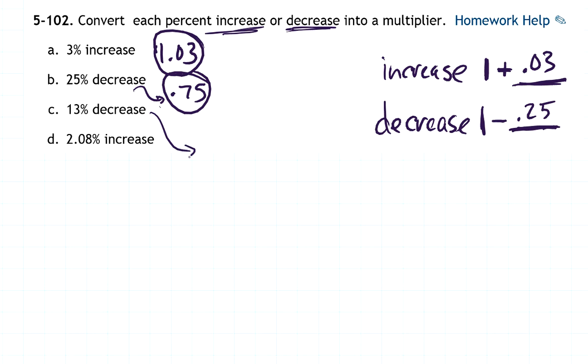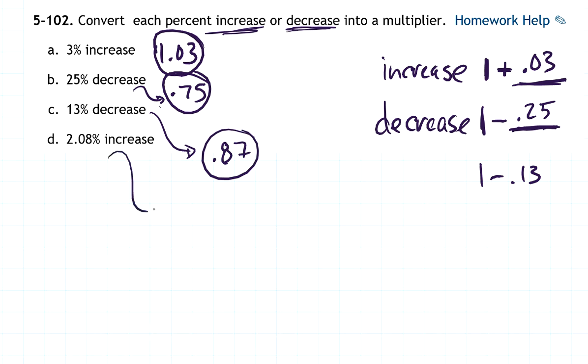but 75% persists. For C, again, this is a percent decrease, so I'm looking at 1 minus 0.13, which would be 0.87. So each time here, my multiplier is 0.87.